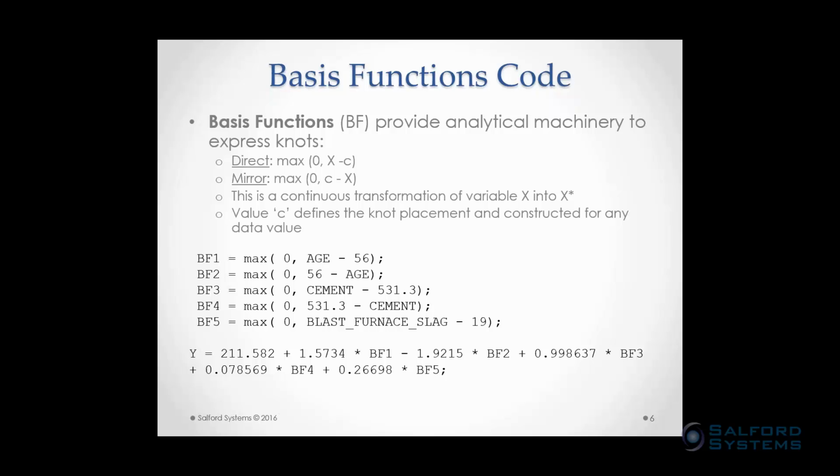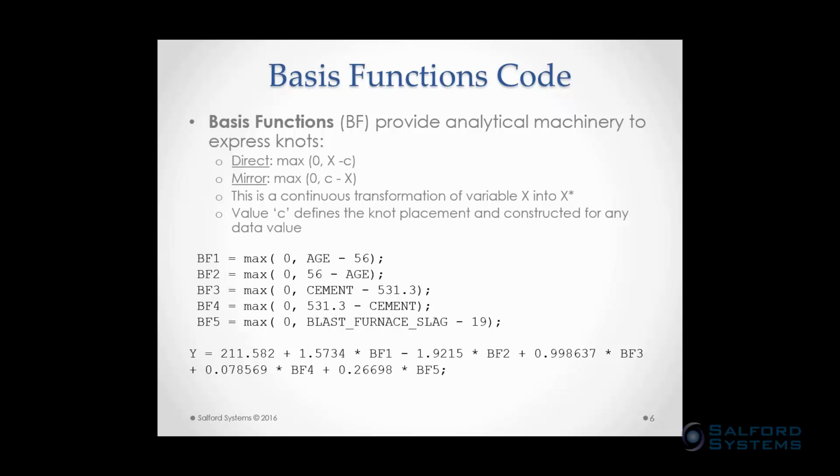The next topic that I showed you in MARS was the basis functions code. Now again, these basis functions are used to express the knots. There are two different types, direct and mirror, and this simply means which way the basis function will be jetting off of that knot. So the direct will go to the right, and the mirror will go to the left. And these are the basis functions that you saw in that tab in MARS.